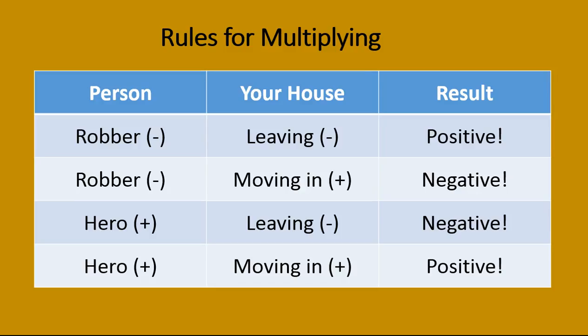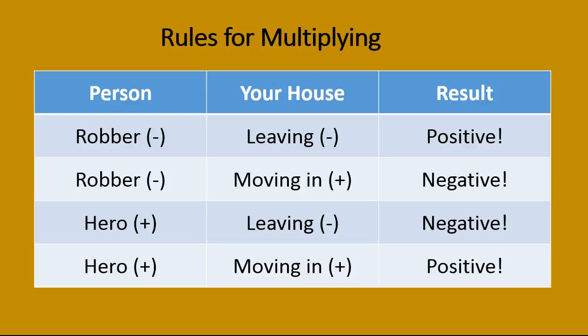Alright, so remember our rules for multiplying. We talked about this in the previous video. Just want to do a quick review. If you've got a robber leaving your house, that's a good thing. So negative, negative is a positive. A robber moving in or a hero leaving would both be negative things. Or a hero moving in would be a positive thing.